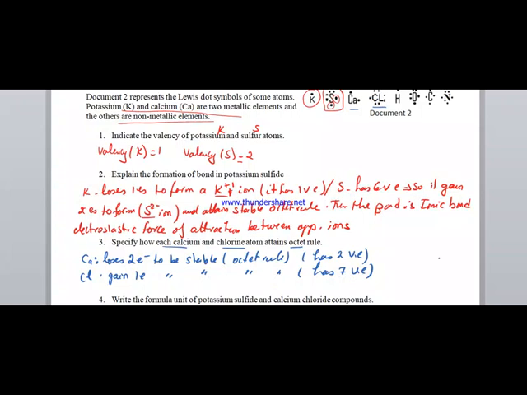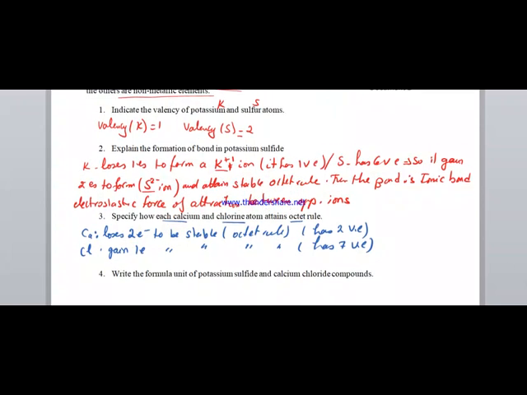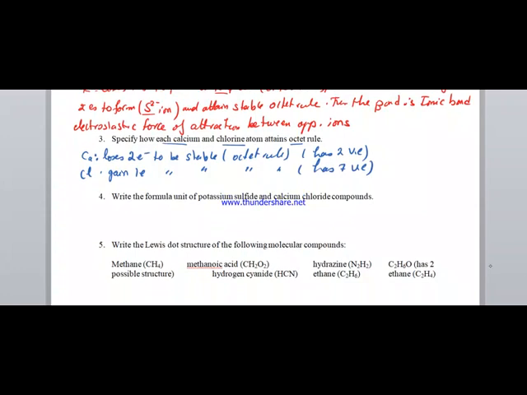Write the formula unit of potassium sulfide and of calcium chloride. For potassium sulfide, we have K plus and sulfide 2 minus. So the formula unit of the ionic compound is K2S. For calcium chloride, calcium loses 2 electrons, so it becomes a positive ion, Ca2 plus. Chloride gains 1 electron, becoming Cl minus.